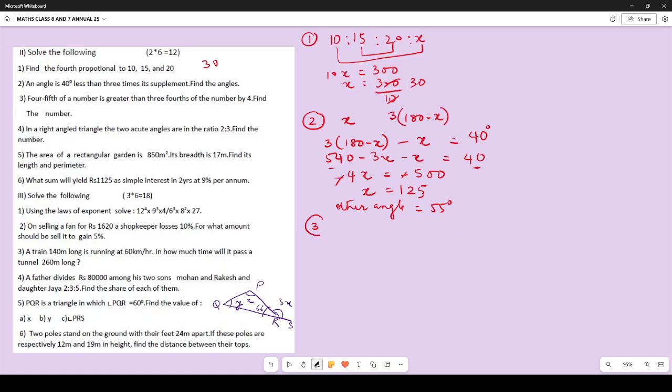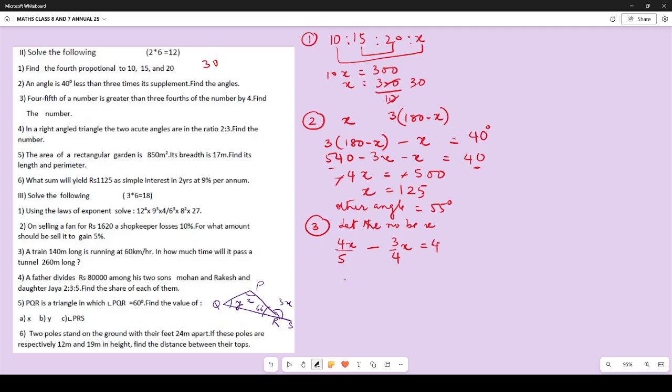Now let us take up question number 3. 4/5 of a number is greater than 3/4 of the number by 4. So let the number be x first and foremost. Let the number be x. 4/5 of a number, 4x by 5, is greater than 3/4 of the number. Obviously this is greater by how much? 4. That means the difference is 4.